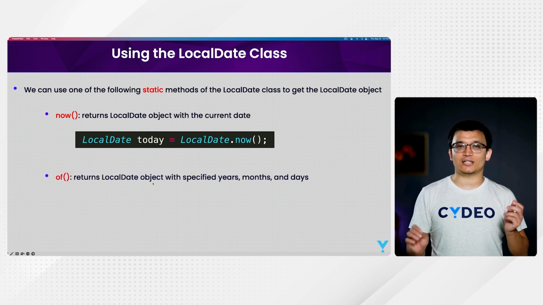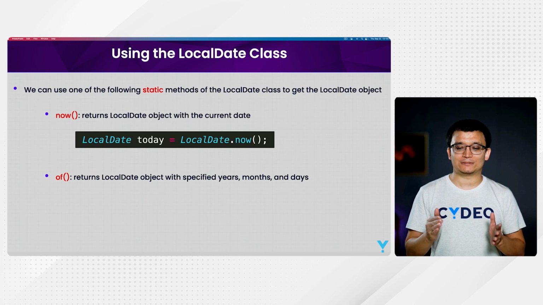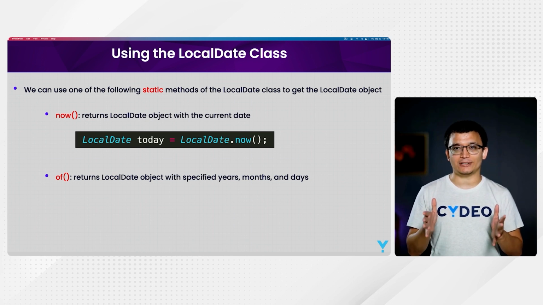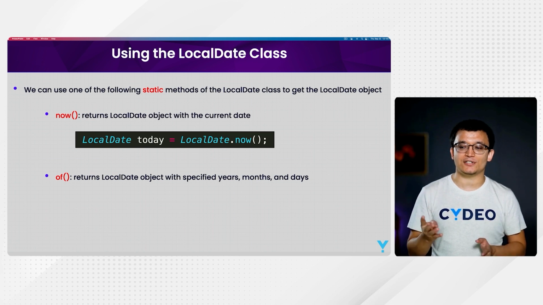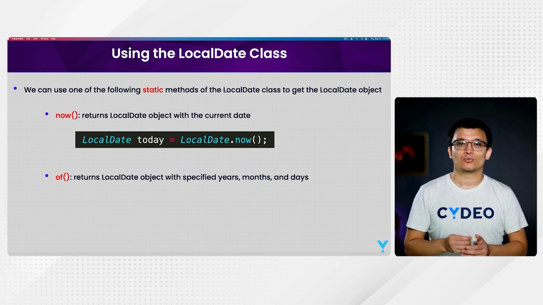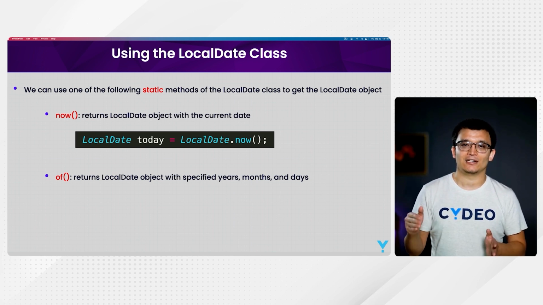Another way to get the LocalDate object is by using the of method. This of method also returns the LocalDate object, but it returns it with the specified years, months, and days. Which means when you use the of method, you will be able to specify the specific year, month, and day. You can give the numbers for them.